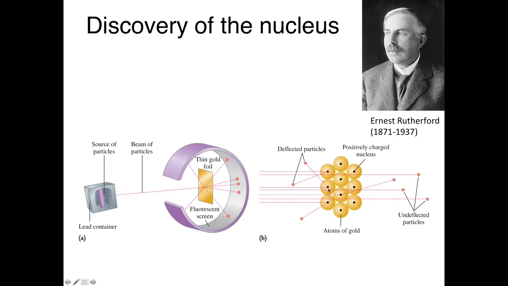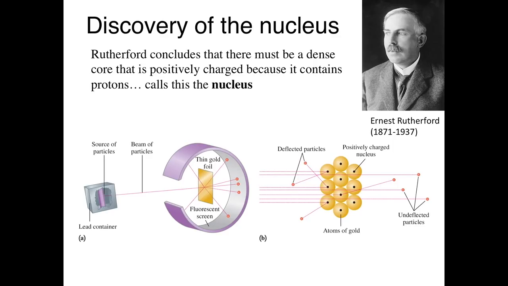And because of this, there must be a very dense core that has mass so that the positively charged particles do bounce back. And this densely charged center of the atom is made up of protons. And so we call this the nucleus of the atom. And with further experimentations, we now know that the electrons reside on the outside of the nucleus.